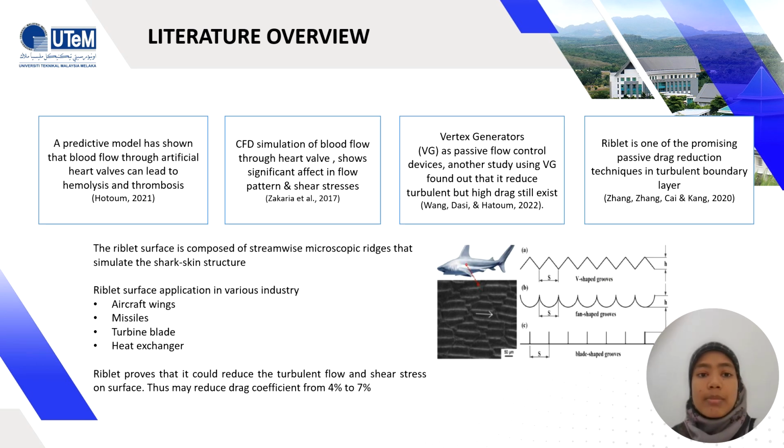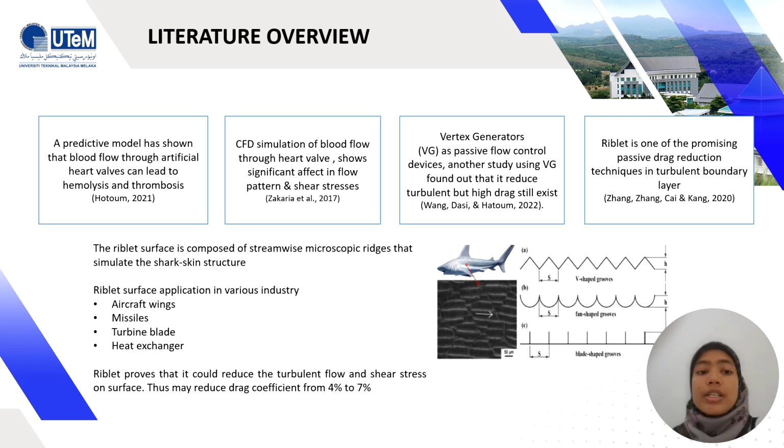Based on the most recent study by Wong et al., vortex generators have been proven to reduce turbulence. However, the profile itself still causes high drag. On the other hand, Zhang et al. found that the riblet surface composed of small streamwise ridges inspired by shark skin is one of the promising passive drag reduction techniques in the boundary layer. Also, he stated that riblets have been proven to reduce drag by 4 to 7% in aerospace and marine industry applications.